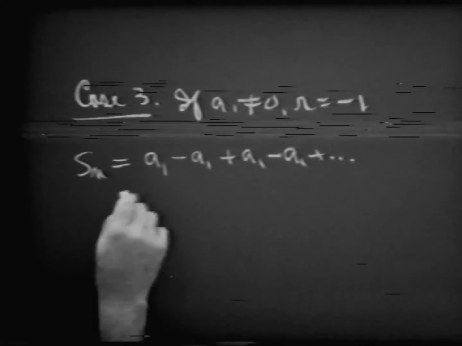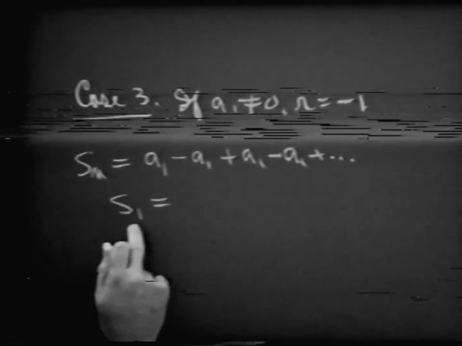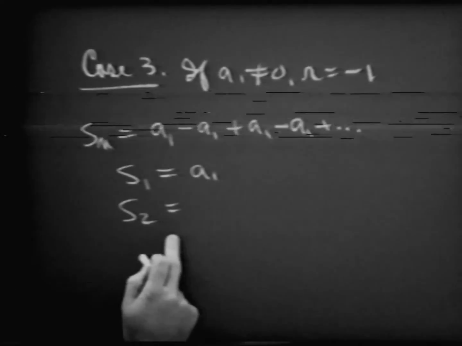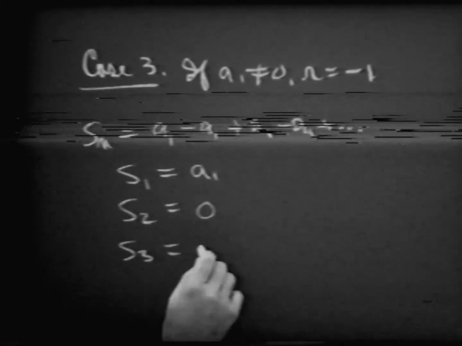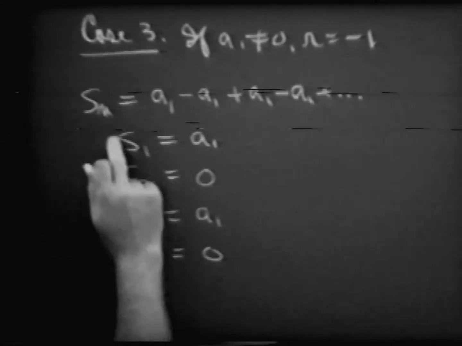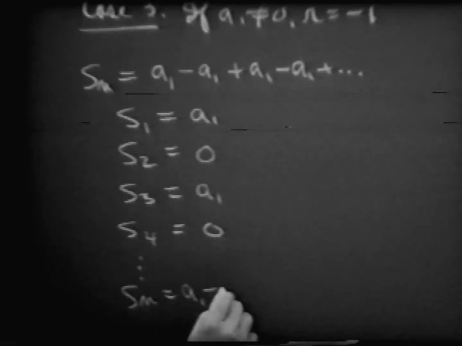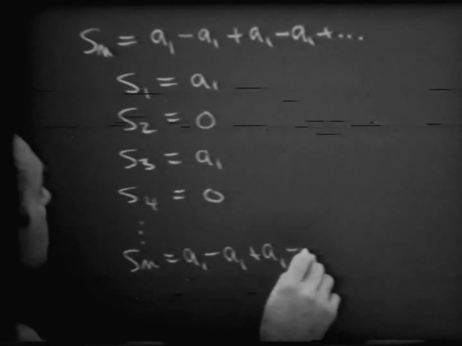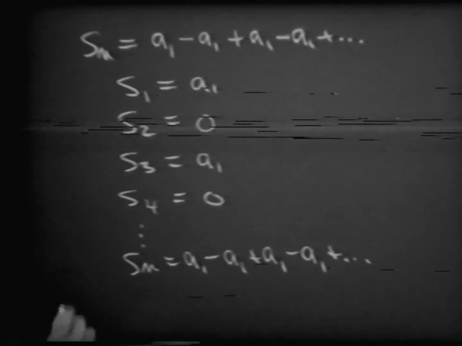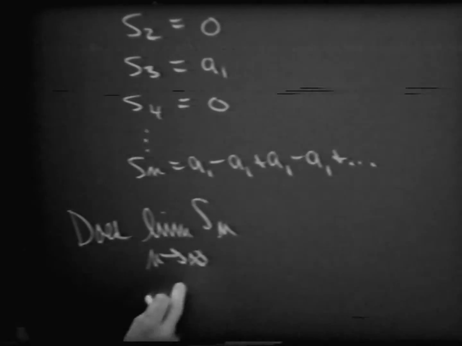Well, let's write it in terms of s sub n. Let's just go vertically for a while and see if we can establish some pattern here. What's the sum of the first term? A sub 1. What's the sum of the first two terms? 0. What's the sum of the first three terms? A sub 1. What's the sum of the first four terms? 0, and so on. And finally, the s sub n term I may write as a sub 1 minus a sub 1 plus a sub 1 minus a sub 1, and so on in this pattern. Now again, the question is, does the limit of s sub n, as n goes to infinity, exist?